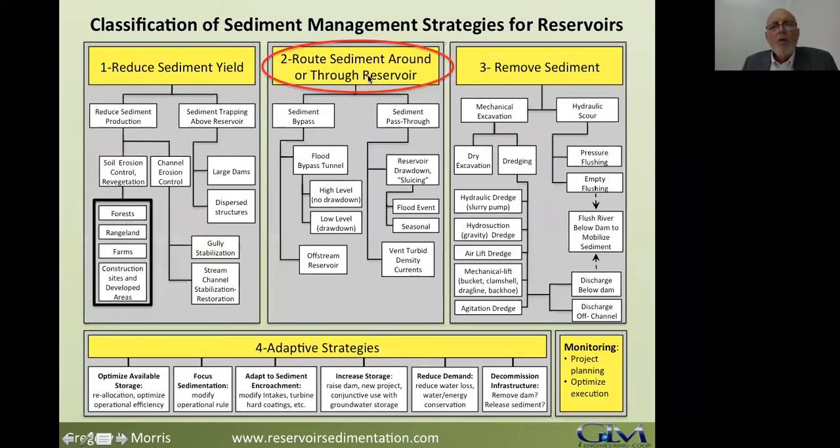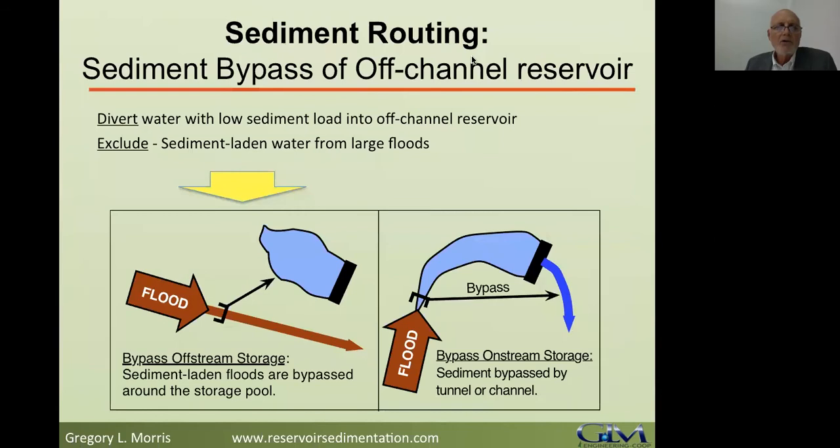So now let's route these sediments that are inflowing around or through the reservoir. A couple of procedures we can use. We can bypass the sediment. We can bypass around the storage pool by putting the storage pool off stream or by using a bypass tunnel. Or we can pass the sediment through the reservoir by venting the turbid density currents that we just saw, or by washing the sediments through the reservoir during large events by drawdown sluicing.